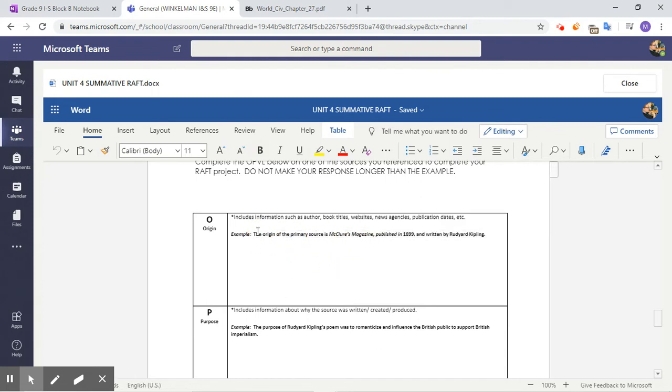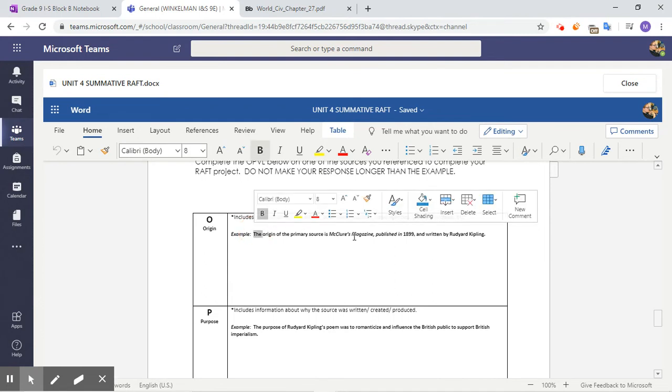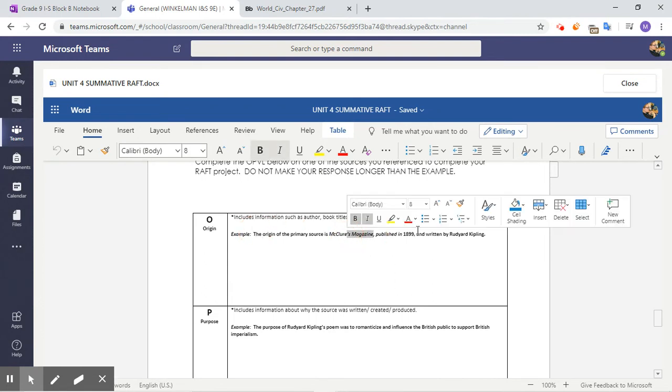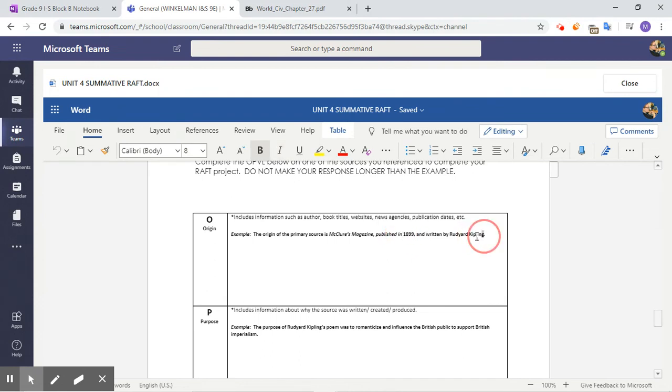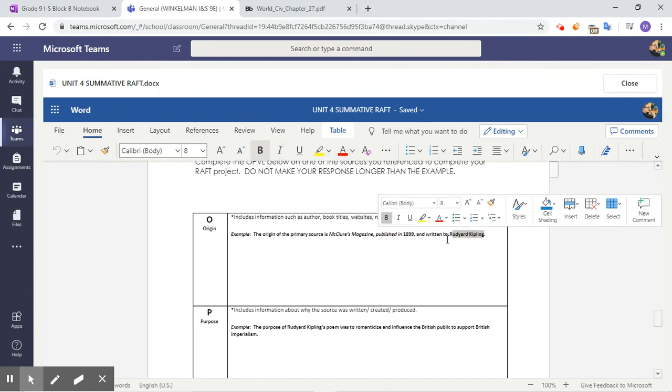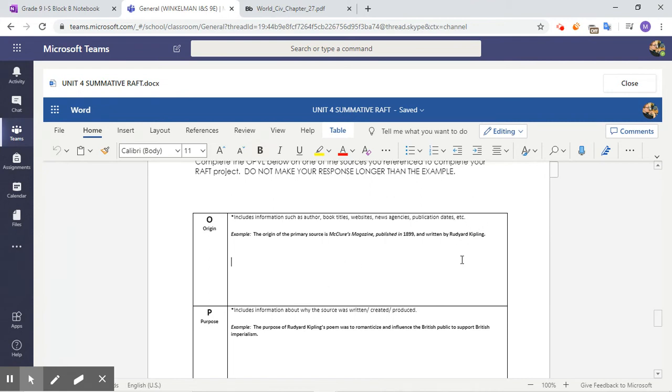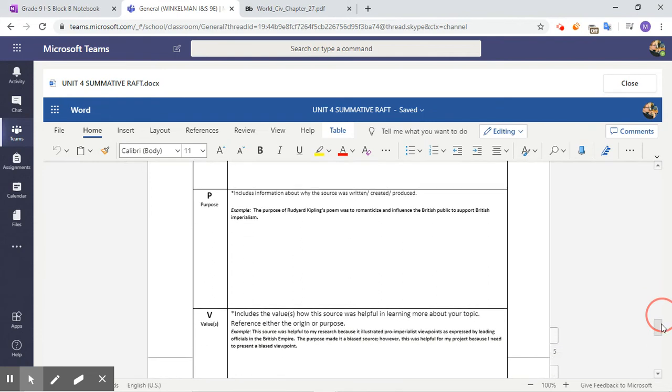Okay? So here I give the origin. The origin of the primary source is McClure's magazine, published in 1899, written by Rudyard Kipling. I'm showing my source for one of the sources that I referenced to make my thing. I have the instructions here and I have my example here, and you type right underneath my example. This should not take you too long. Why the source was written: the purpose of Rudyard Kipling's poem was to romanticize and influence the public to support British imperialism.